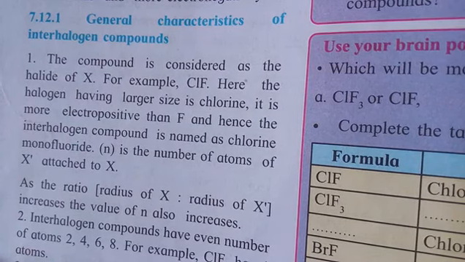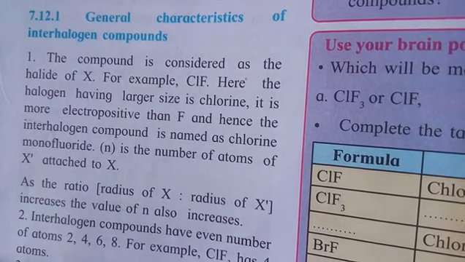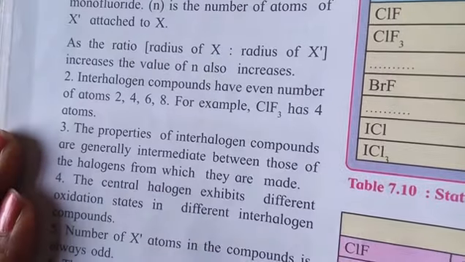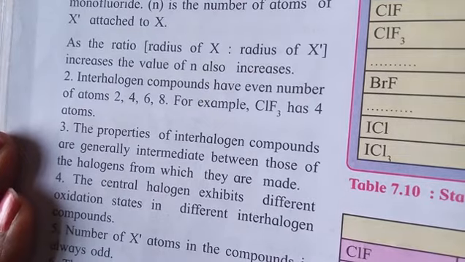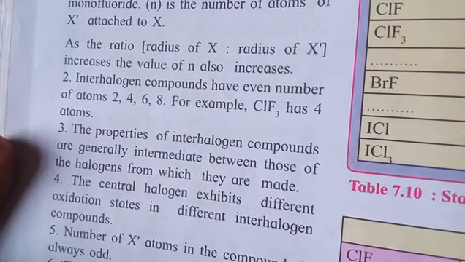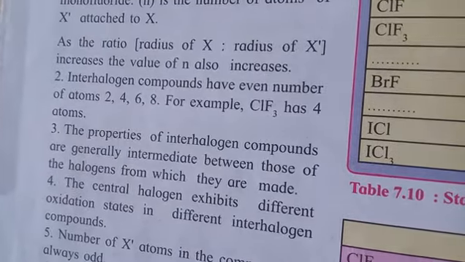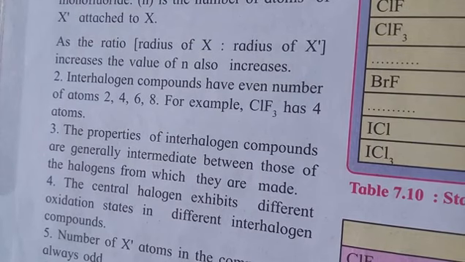The properties of interhalogen compounds are generally intermediate between those of the halogens from which they are made, and the central halogen exhibits different oxidation states in different halogen compounds. The number of Y atoms in the compound is always odd, and they are all diamagnetic in nature.